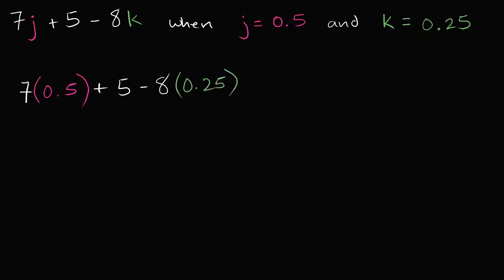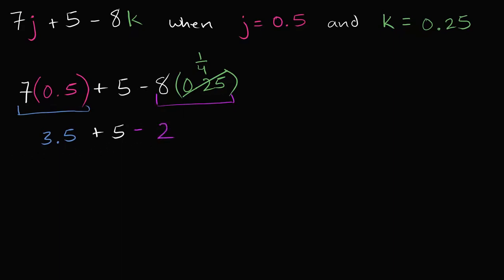So if I were to take, and I can color code this, 7 times 0.5, half of 7, that's going to be 3.5. Then I have plus 5, and then I'm going to subtract 8 times 0.25. 0.25 is the same thing as 1/4. 8 times 1/4, or another way to think about it, 8 divided by 4, is going to be equal to 2. So this whole thing over here is going to be equal to 2. So it's going to be minus, we have this minus out here, so minus 2.